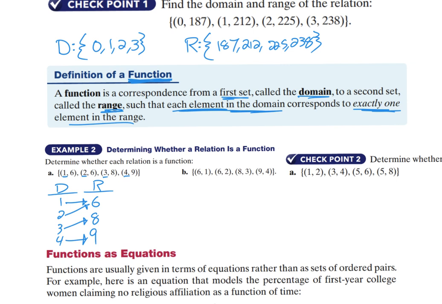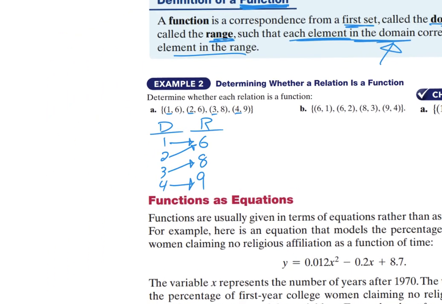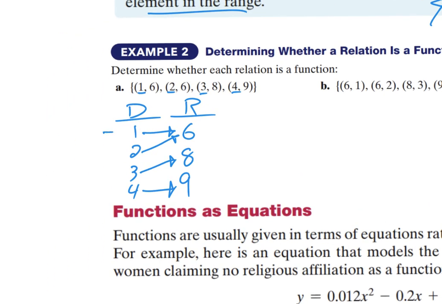Now, is this a function? Does every element in the domain correspond to exactly one element in the range? So all we have to do is look at the domain. For each value, does it only go to 1? And that's true here. 1 goes to 6, and 2 goes to 6, 3 goes to 8, 4 goes to 9. It is not a problem for two different values in the domain to go to the same range. So this is a function.